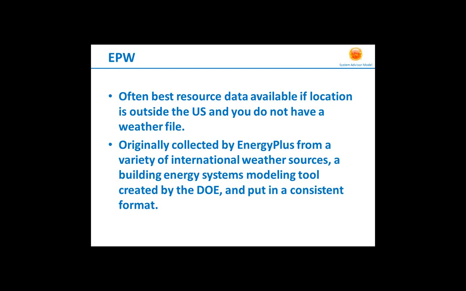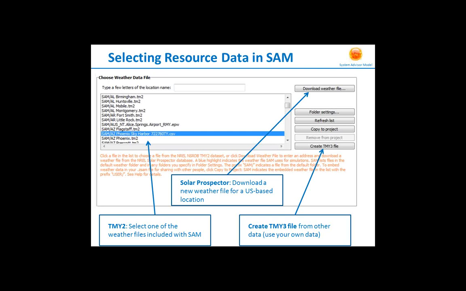Now I'll briefly show you how to access all of these different options in SAM. All TMY2 files are included in the SAM download package and can be simply selected from the list on the location and resource page. And the download weather file option allows you to download a solar prospector file. There is also a link at the bottom of the location and resource page that goes directly to the solar prospector website. The create TMY3 file button allows you to access the dialog box where you can input your own data in a TMY3 format readable by SAM.